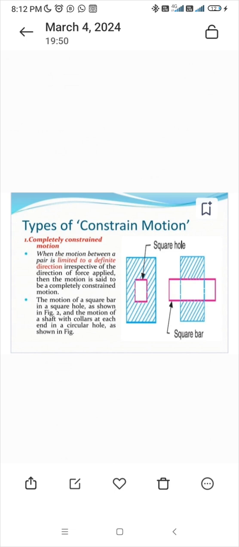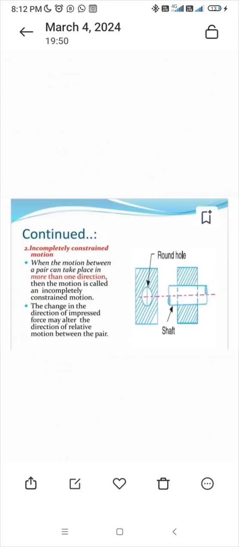Example: in this diagram we can notice a square bar moving in a square hole. There will be only one possible motion, that is to and fro motion. There will not be any rotating motion. Only one motion is possible, so this is a constrained motion. And another one is incompletely constrained motion. When the motion between a pair can take place in more than one direction, we can say it is incompletely constrained motion.